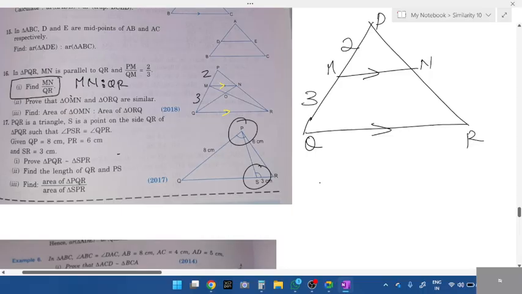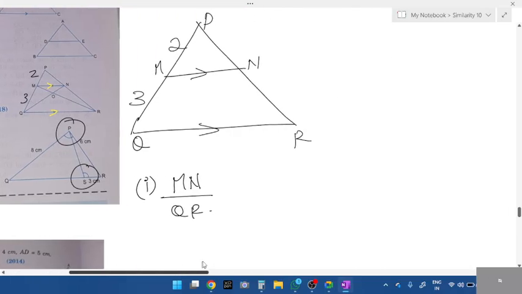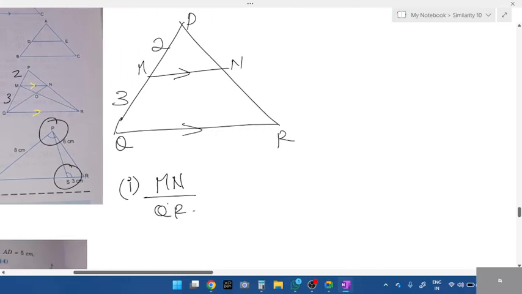See, what do we need to find? What's the first question? We need to find the ratio between MN divided by QR. Is any one value given or both the values are missing? What did I tell you? If both values are missing, are they values or ratio? Ratio. If you want to find the parallel line concept, use BPT. I've already explained. If they ask us to find parallel line values, use BPT concept.